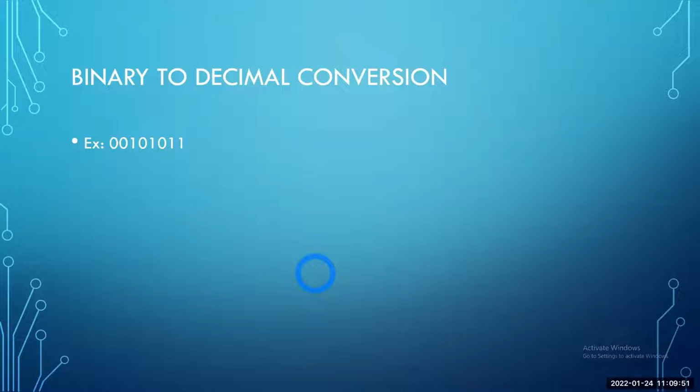All right, so how do we convert from binary to decimal? If I give you this number, 00101011, how can we convert that to decimal? It's actually pretty simple once you learn the tricks. So I spread it out, right? 00101011.